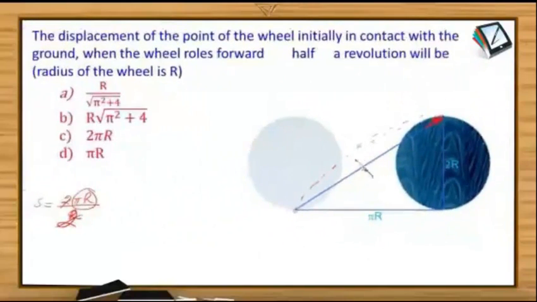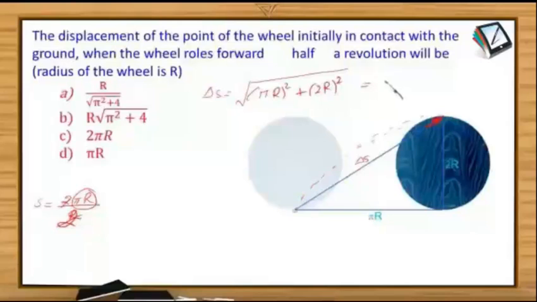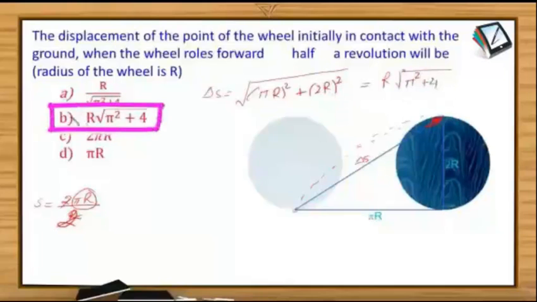So the displacement of this point, delta s, is equal to the shortest distance, and that we can calculate using the simple Pythagoras theorem. So square root of (pi r) square plus (2r) whole square. So displacement is equal to r under root pi square plus 4. So option B will be the correct option.